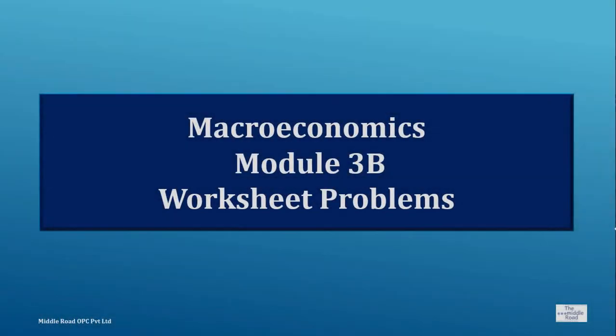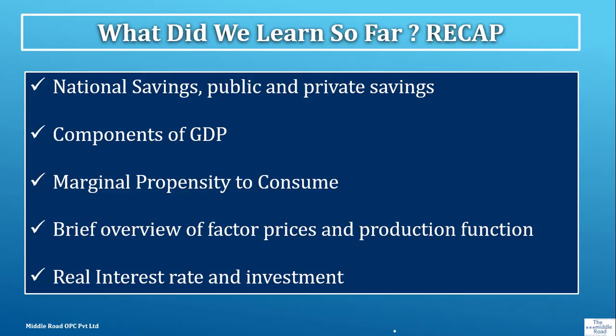3B. Today the module is light. Basically, we'll look at a couple of worksheets, so there'll be a bit of a recap. What we have learned so far in this module: we learned a bit about national savings. We came to know what is public and private. So national savings is a sum of public and private savings.